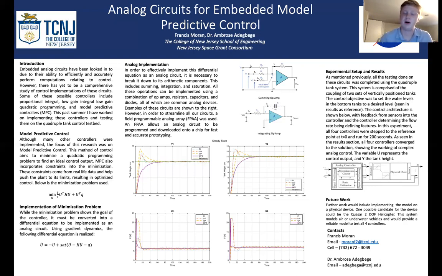The variable u on the bottom shows the control output, which is the voltage to the pump and the flow rate, and the variable y, the tank height. As you can see, both converge to 10 and 14 centimeters, exactly where the reference points them to.